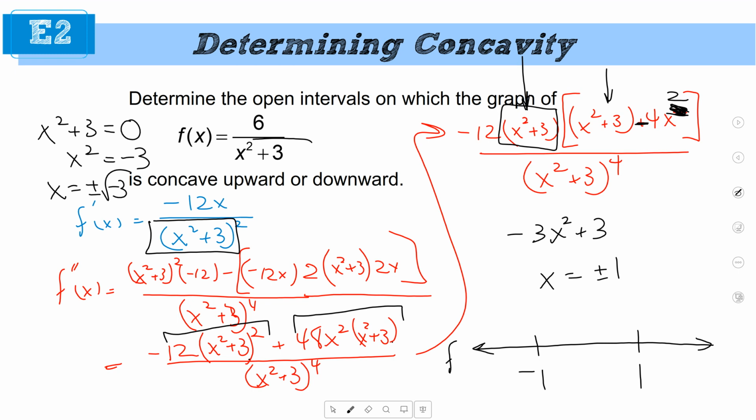So if I take this, this is an F double prime number line, so I'm plugging back into F double prime. If I put in negative 10, I'm going to get a positive answer and a negative answer, so this will be negative. It's concave down. If I put in 0, I get positive, positive, so this will be positive, concave up. And if I put in 10, I will get concave down.